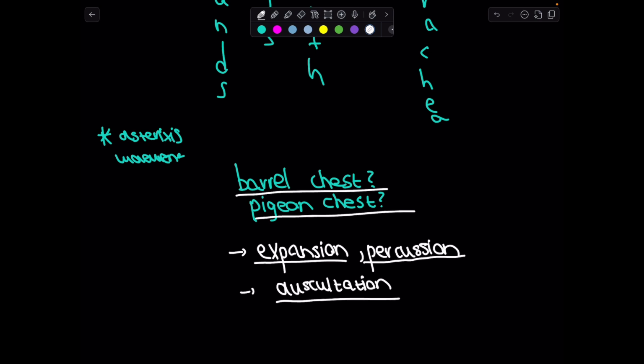Okay, I got the expansion. I got the auscultation. Although, what beats am I auscultating? And also the percussion. How do I do the percussion?